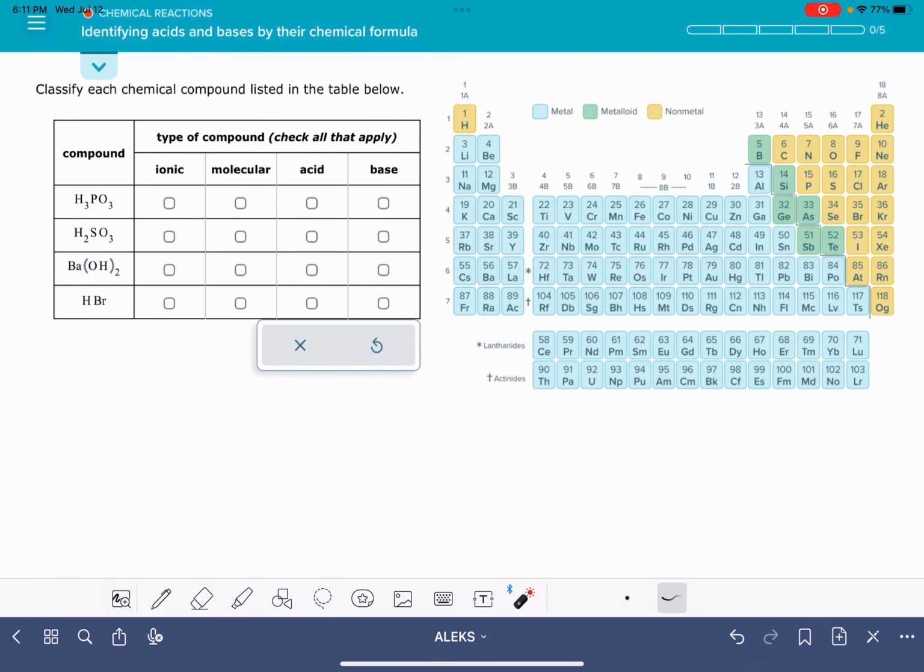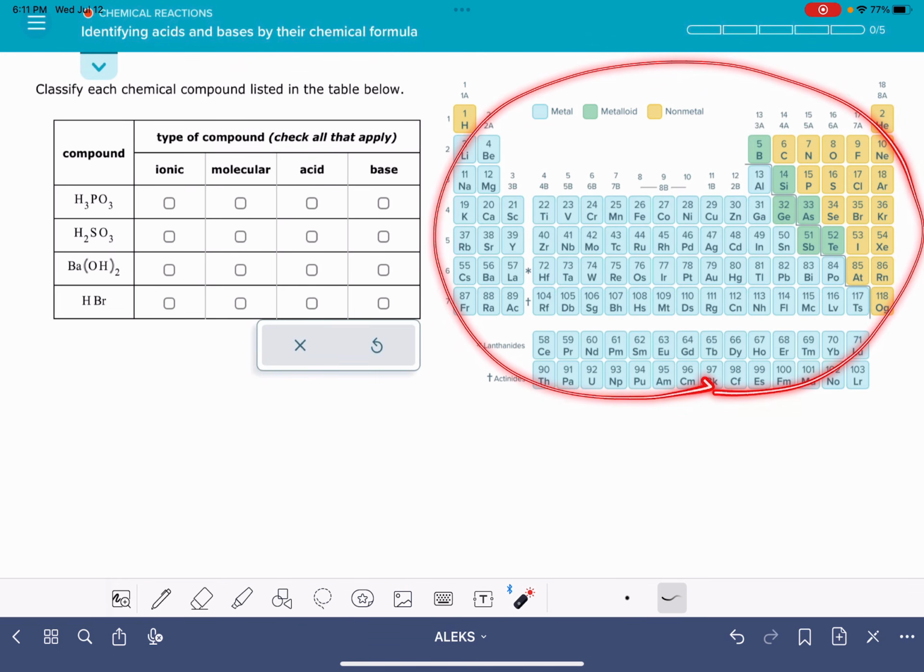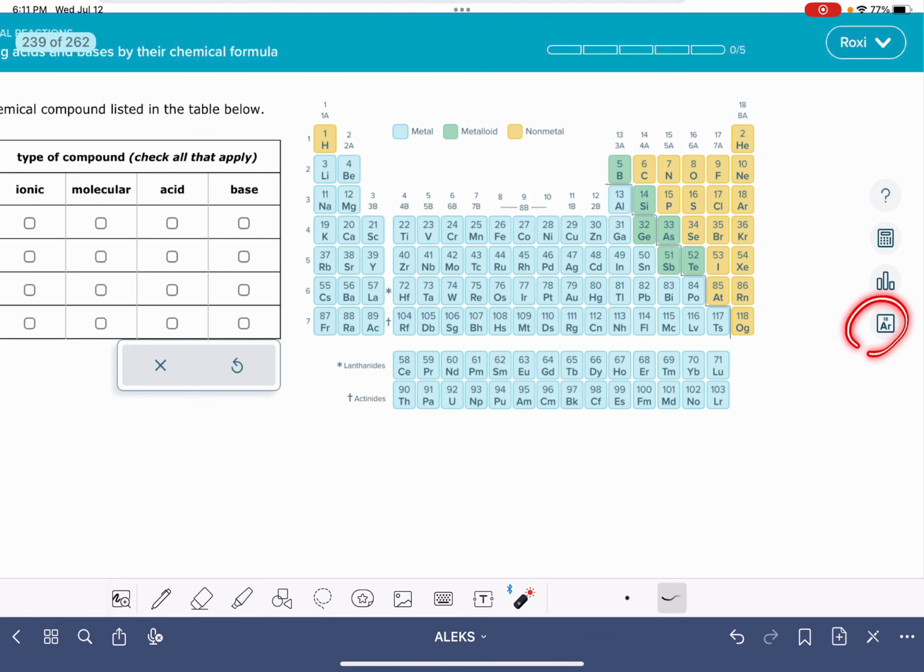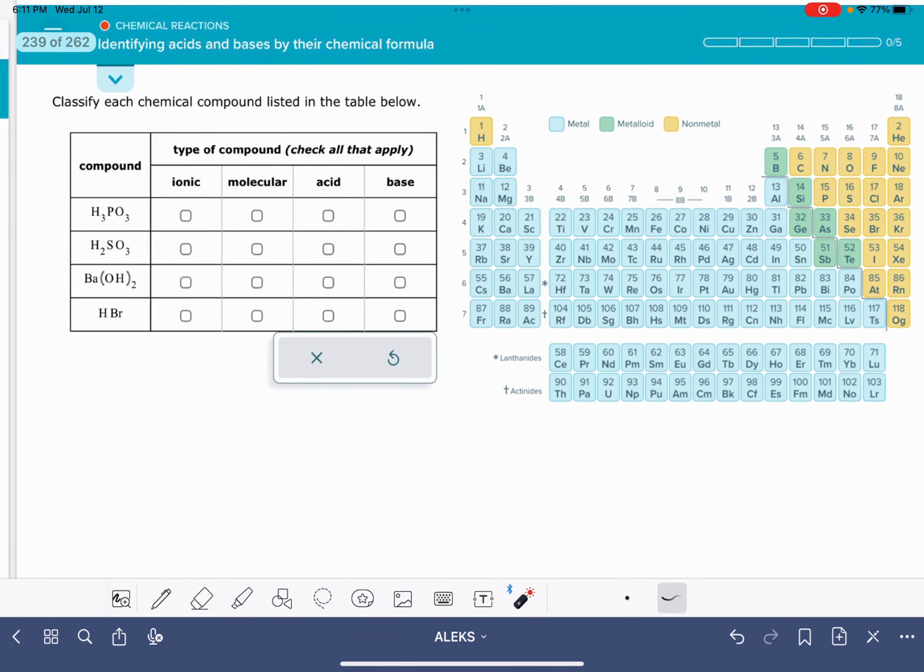In this video, I'll show you how to solve the ALEKS problem called identifying acids and bases by their chemical formula. To help you solve this problem, you're going to want to have a periodic table handy, and I do recommend using ALEKS's periodic table because of the way that it color codes metals versus nonmetals. That's going to be helpful in this problem.